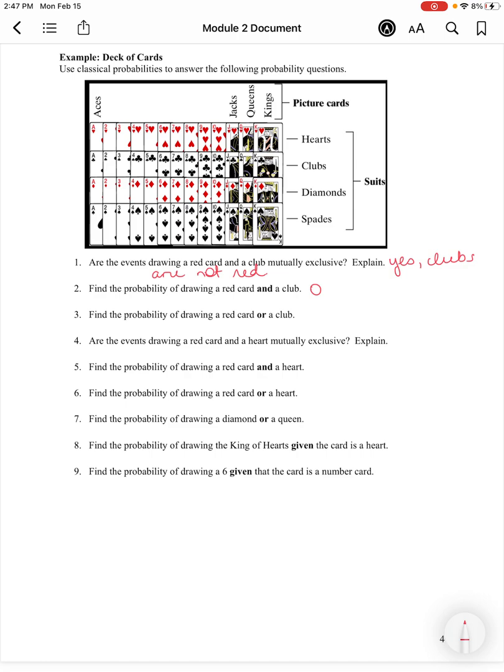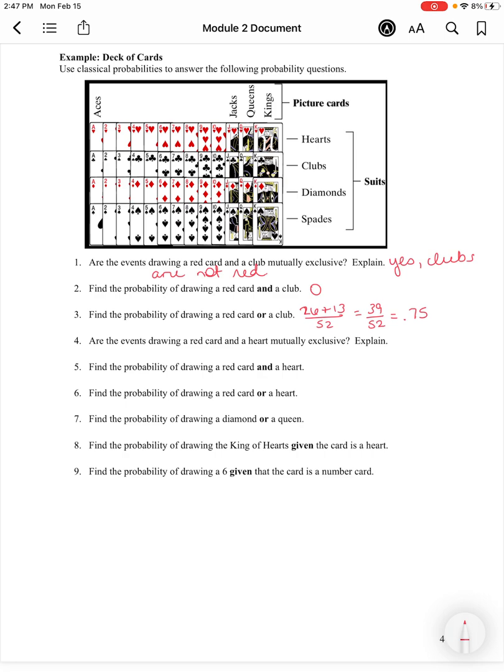Find the probability of drawing a red card or a club. Well, that would be there are 26 red cards plus 13 clubs out of the 52 cards. So that's 39 out of the 52, which would be 0.75.